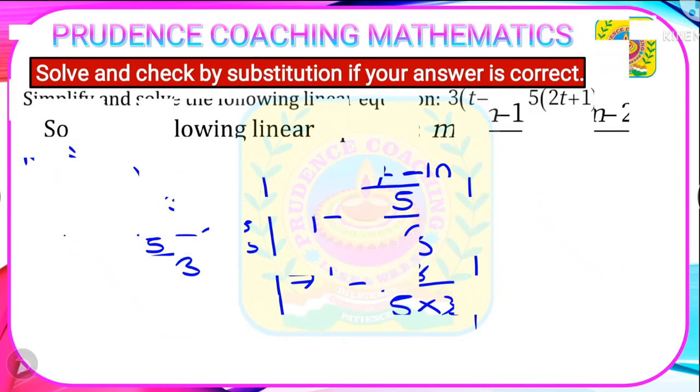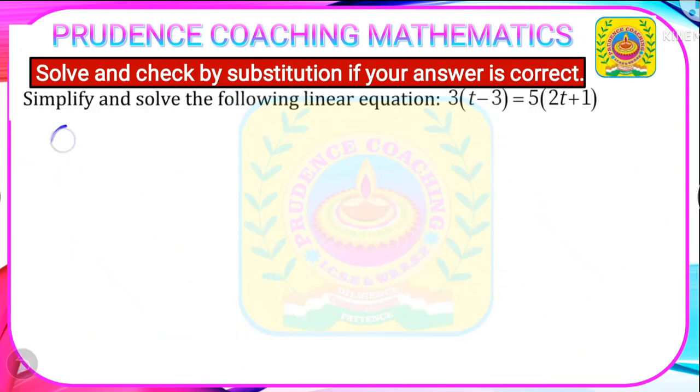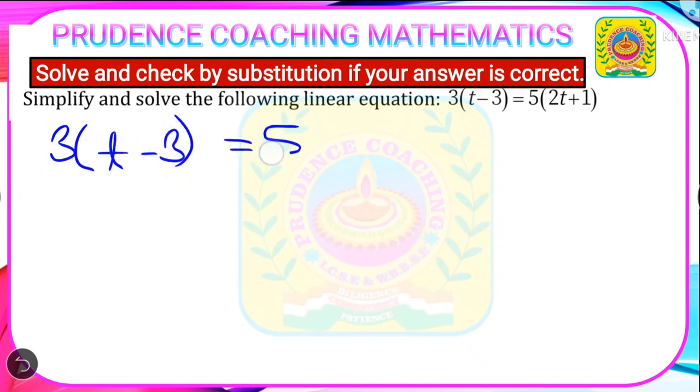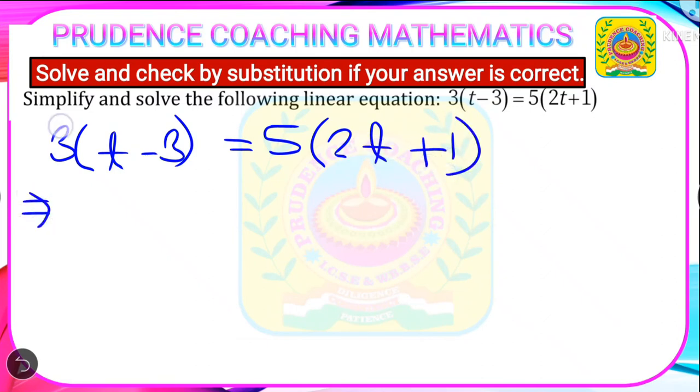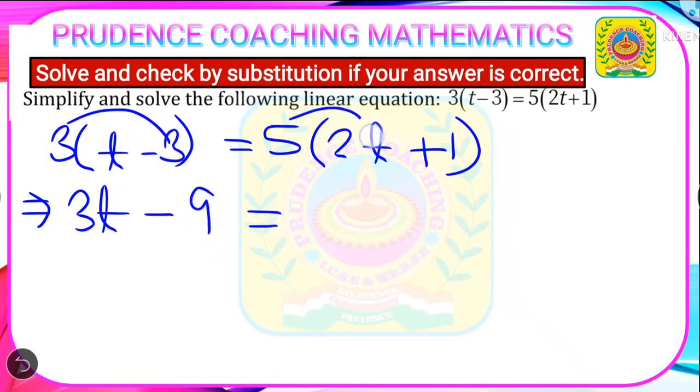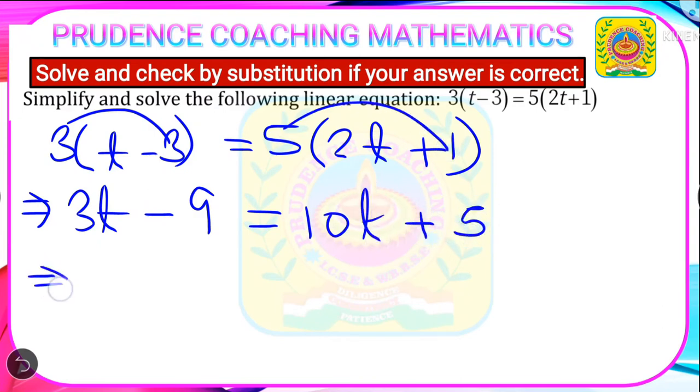Next, we have 3 into t minus 3 equals to 5 into 2t plus 1. I have already discussed, whenever you will get like this, you need to first multiply. So 3 into t you will get 3t, and you will get 3 into minus 3, that is minus 9, equals to 5 into 2t you will get 10t, and 5 into 1 you will get plus 5.